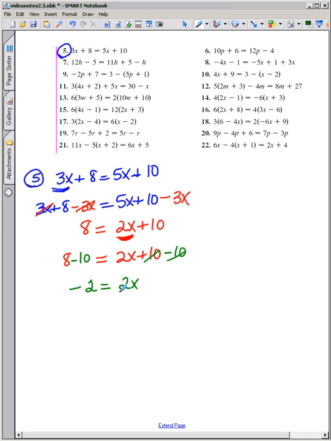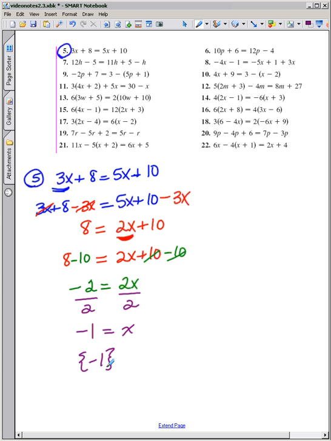So now we need to remove this 2. This is really where you have to distinguish those 2 properties. The 2 is being multiplied by the x. So to eliminate the 2, we have to divide by it. So now 2x divided by 2 is just simply x. Negative 2 divided by 2 is negative 1. So our solution set is negative 1.